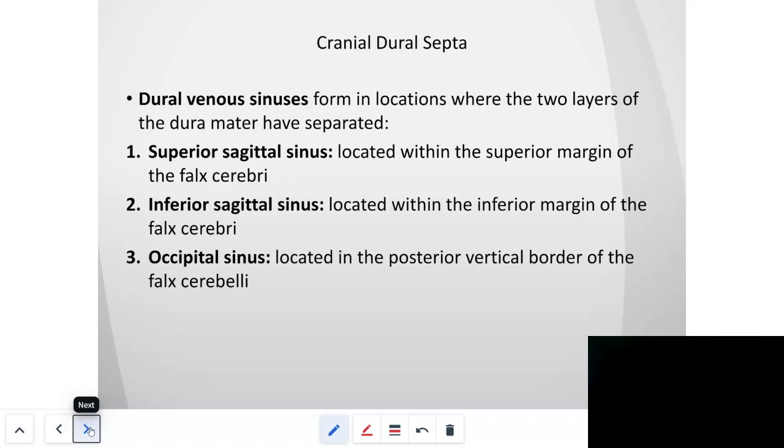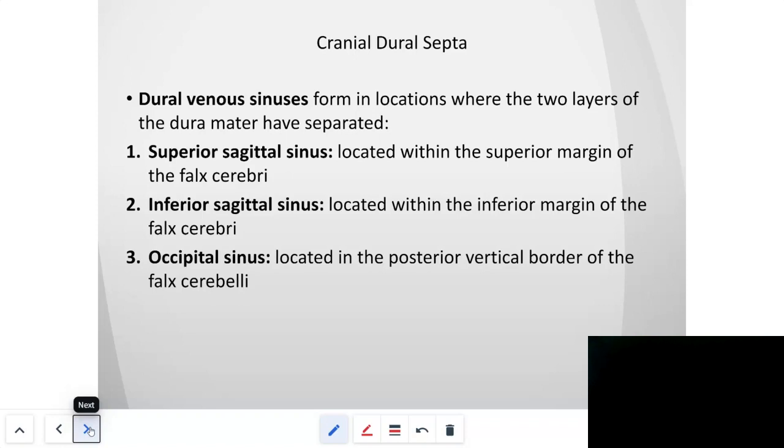The first one is called the superior sagittal sinus. Use the terms to give you an idea. Superior means towards the top. Sagittal is dividing in the mid-plane, so the left and right sides are split. This is located towards the superior aspect of your falx cerebri. I'll have a picture so that you can see where they're pointing.